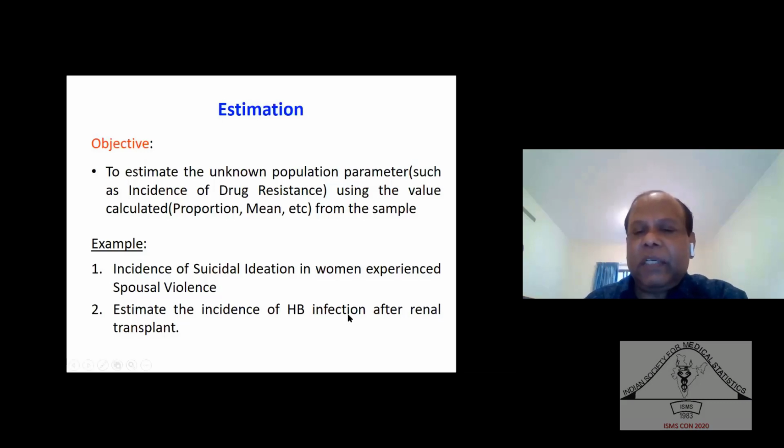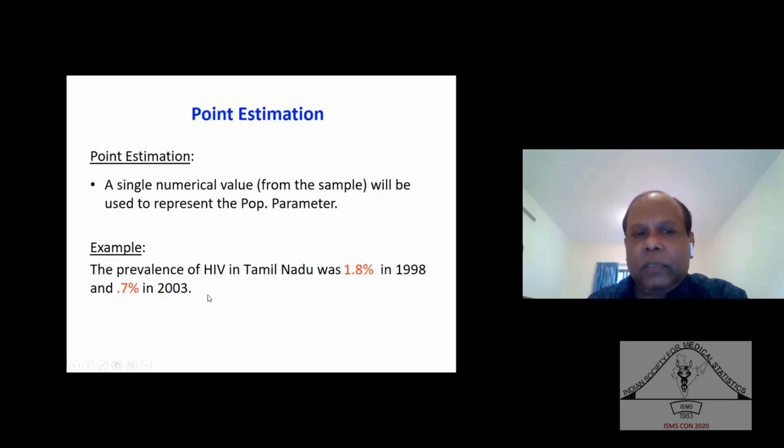Similarly, hepatitis B infections after renal transplant. This is a point estimation, a numerical value from the sample used to represent the population parameter. So if I take all the renal transplants which take place in India, what is the hepatitis B infection rate? That is the goal to find out. Let us say that is the population: all renal transplants which happened in India this year.